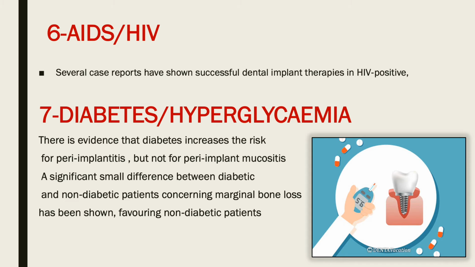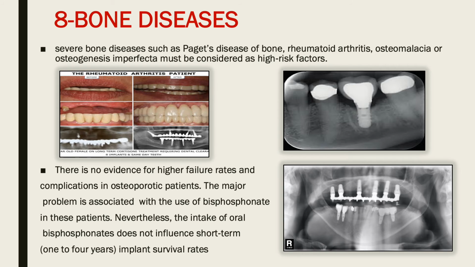Patients who have AIDS or HIV: several case reports have shown successful dental implant therapy in HIV-positive patients. Patients who are diabetic or hyperglycemic: there is evidence that diabetic patients have increased risk for peri-implantitis but not for peri-implant mucositis. A significant small difference between diabetic and non-diabetic patients concerning marginal bone loss has been shown, favoring non-diabetic patients.